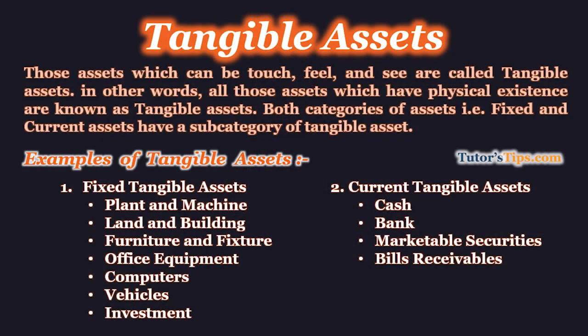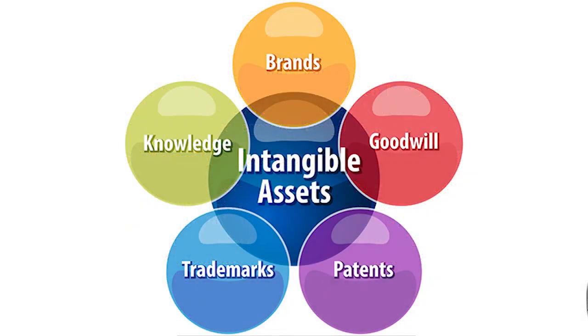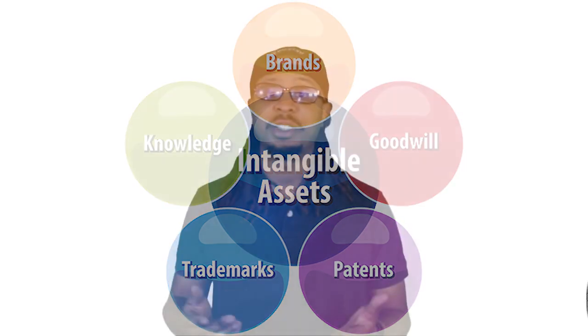Tangible assets are physical objects that can be touched, like vehicles. Intangible assets are resources that have no physical presence, though they still have financial value. A couple of examples of this would be copyright or brand recognition.